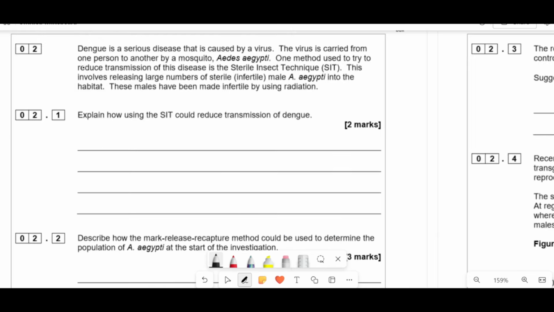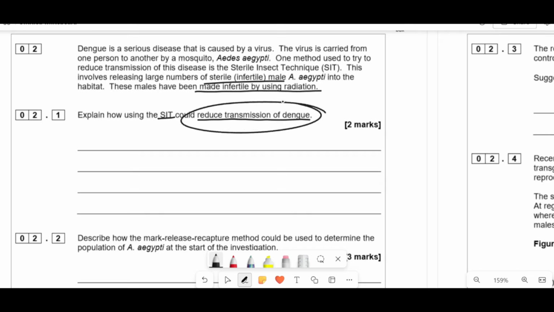That's all it is. So now it says dengue is a serious disease that's caused by a virus. It's carried from one person to another by this mosquito. One method to try and reduce the transmission is the sterile insect technique, which involves releasing large numbers of sterile, infertile males into this habitat. These males have been made infertile by using radiation, right? So then the question says, explain how using this could reduce the transmission of dengue, right?